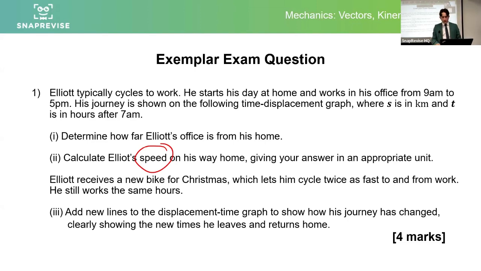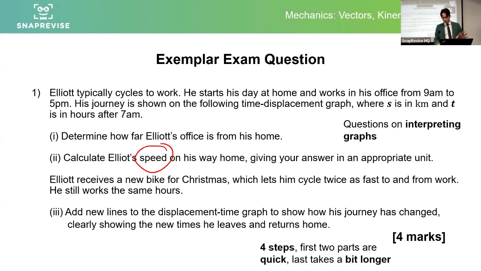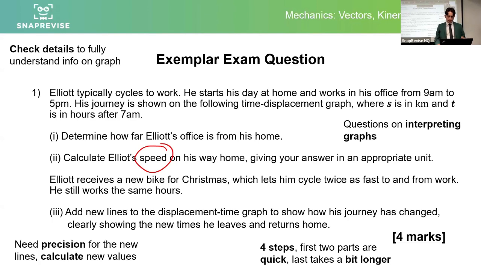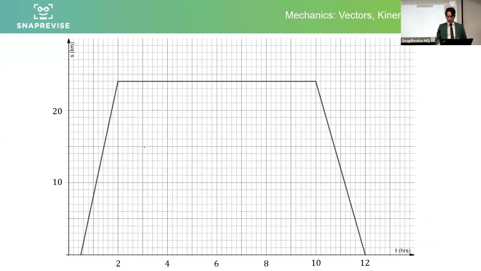And then he receives a new bike for Christmas, which allows him to cycle twice as fast. And we want to see how to change the displacement-time graph to show how the journey has changed. Okay, so 4 steps. We've got to interpret graphs, check the details, and then we need precision and units and everything as well.